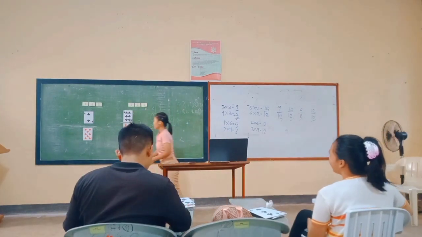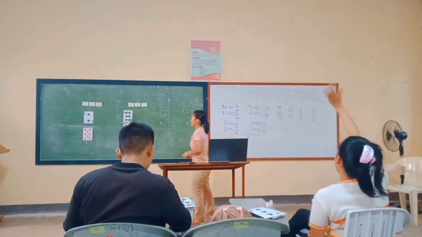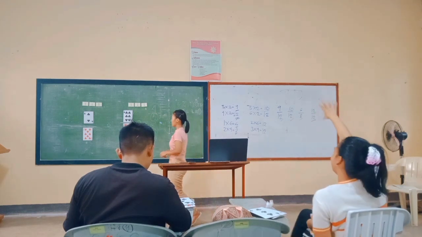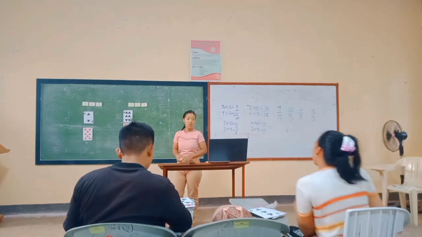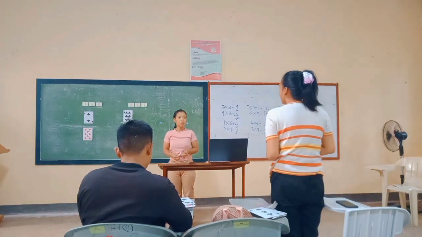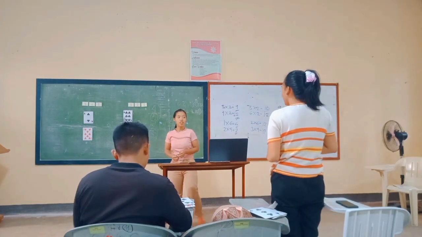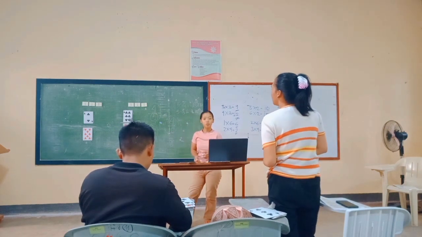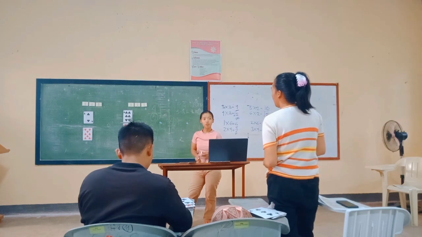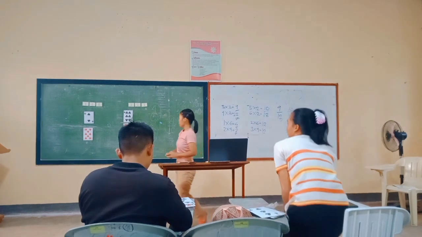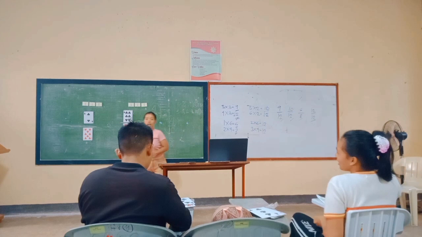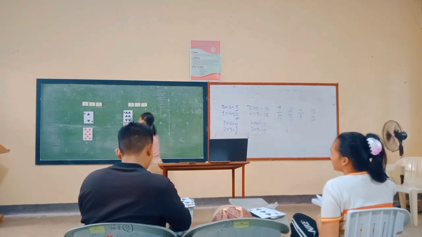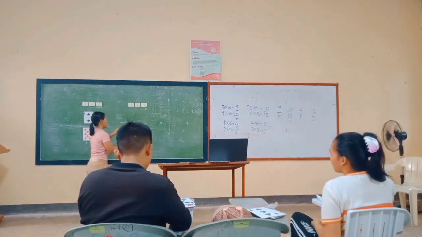Who gets the higher fraction? Yes, ma'am. Why? Because the fraction is 6/10, while JR has 2/8 fraction. Okay. Correct. So you are the winner of the game.